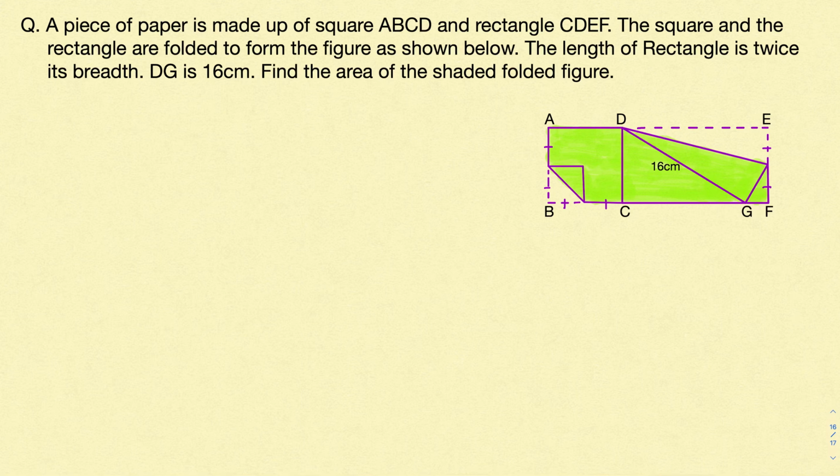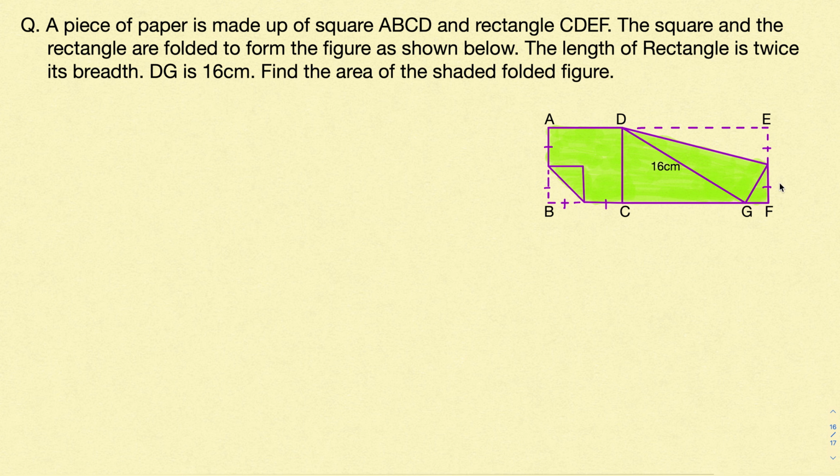So today we are going to do another interesting word problem on area of triangles. So let's start with reading the question first. A piece of paper is made of square ABCD and rectangle CDEF. The square and the rectangle are folded to form the figure as shown below.